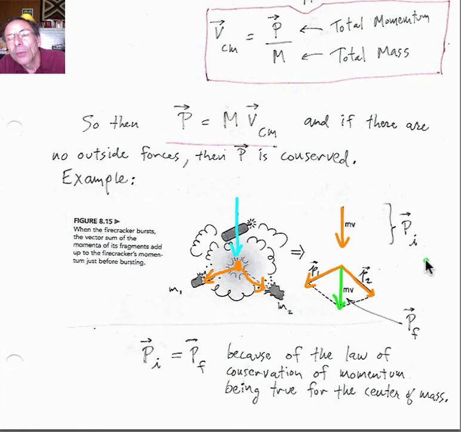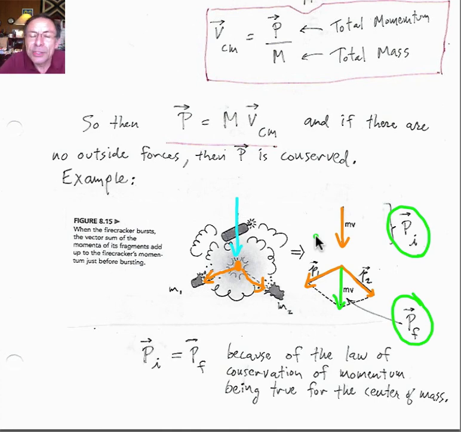And the law of conservation of momentum applies. This initial momentum is the same as the final total momentum. And so this can become very useful. It can make complicated problems much simpler, and you're going to have some practice doing that. Okay, so I'm going to stop here.